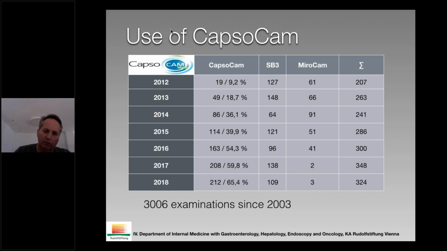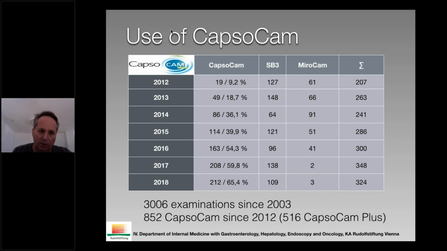We've now done overall, since I started with capsule endoscopy, more than 3,000 examinations. We've done until the end of last year 852 CapsoCams, and out of this 560 CapsoCam Plus, and at the moment we have a number a little bit over 900.